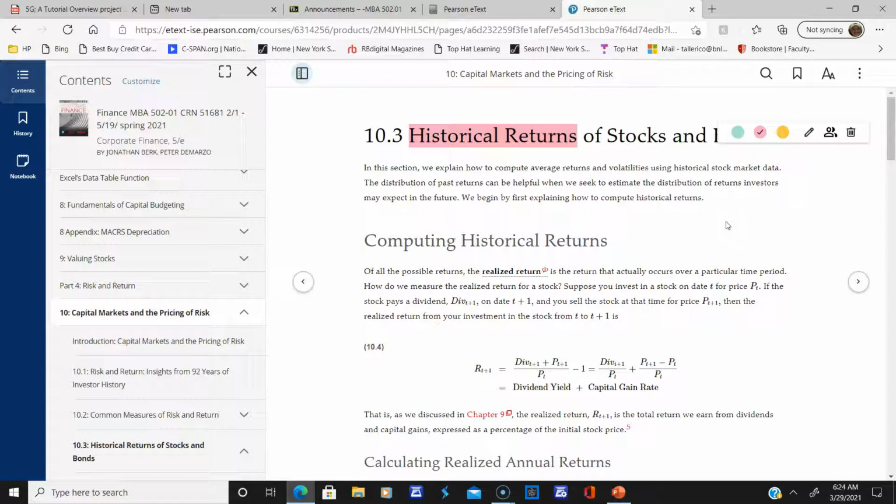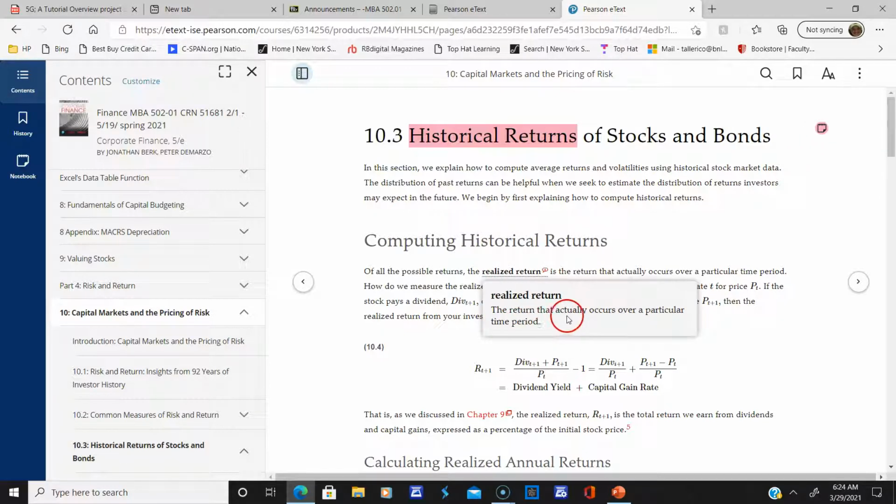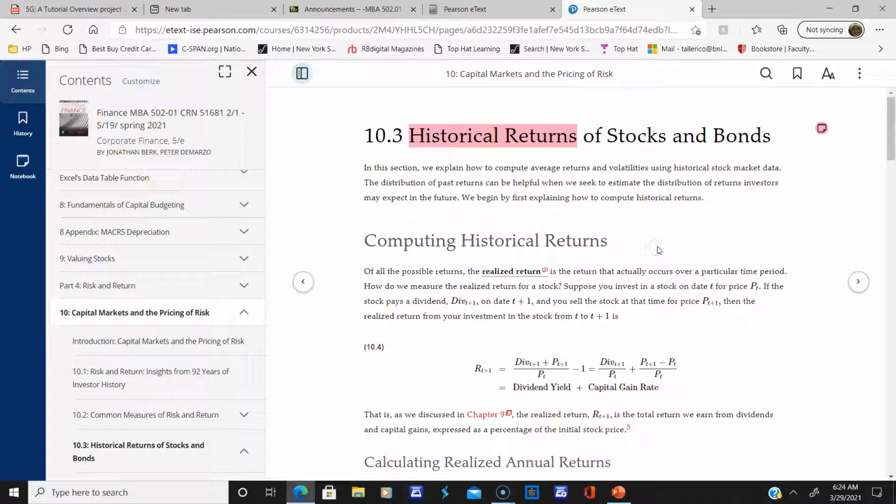All right, so of all the possible returns, the realized return, which I'll click on here, is the return that actually occurs over a particular time period, right? We realized it. It happened already. Is the return that actually occurs over a particular time period in the past. How do we measure the realized return for a stock?